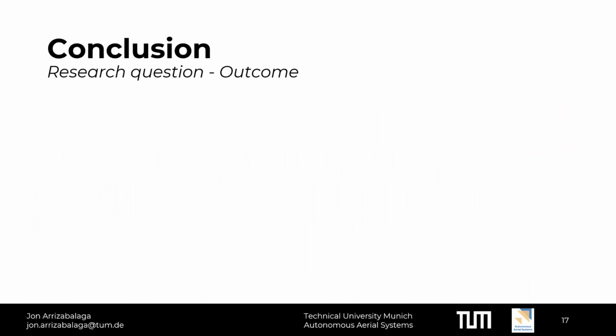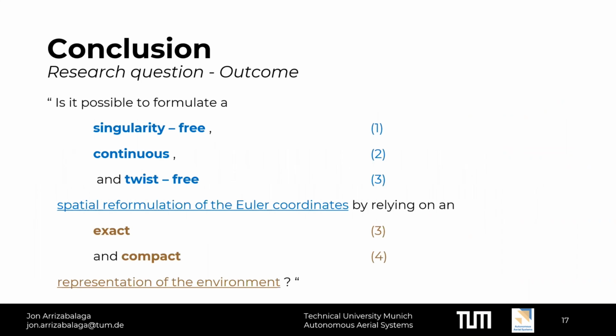As a closing remark, let's analyze how our work addresses the proposed research question. Given that our method makes no assumptions about the adaptive frame, the spatial reformulation presented in the first contribution not only is singularity-free and continuous, but also shows capable of being twist-free. Moreover, by utilizing PH curves, we are able to exactly compute the parametric functions, eliminating the need for approximations. Finally, because these curves are based on a small number of coefficients, a compact representation of the environment is also achieved.